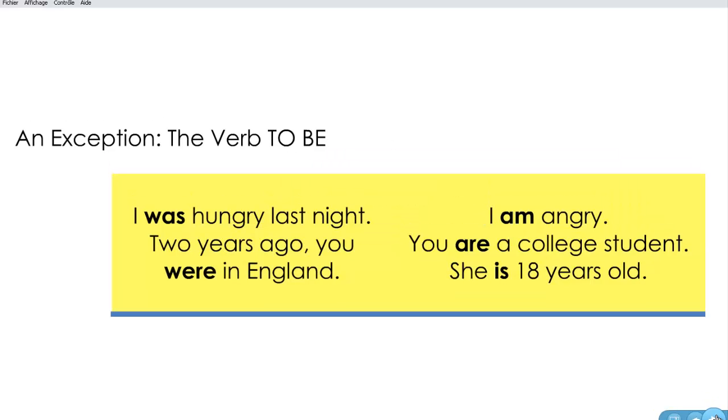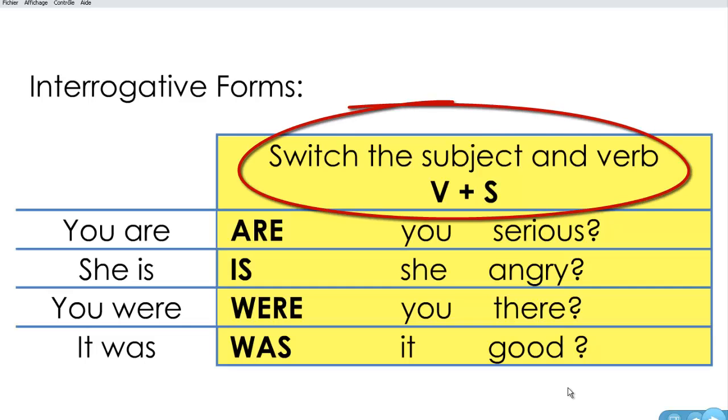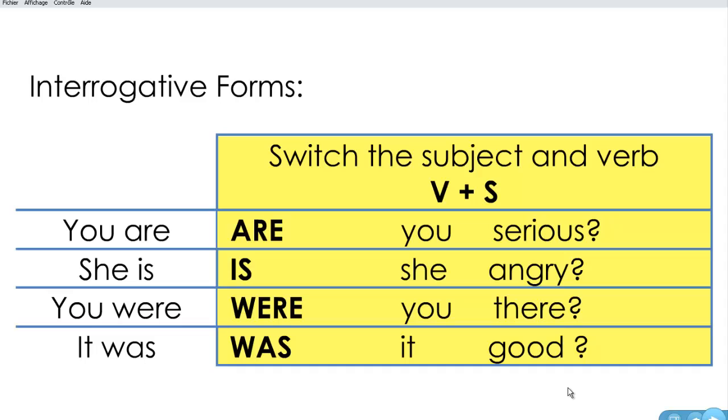There is an exception, and it's the verb to be. So you can see that in the past, it has two different forms. And in the present, it can have up to three. Those are usually verbs that we learned at a very young age. What we have to remember is that if I want to make a question, I don't use auxiliaries. All I do is I switch the subject and the verb. So you are becomes are you serious? You were becomes were you there?